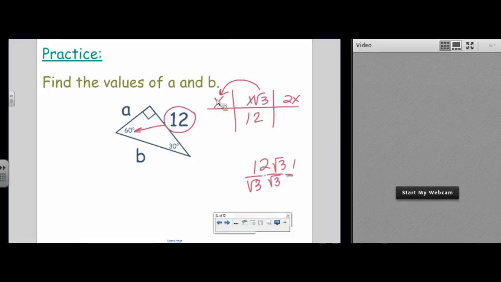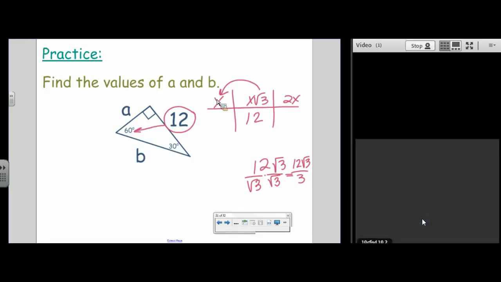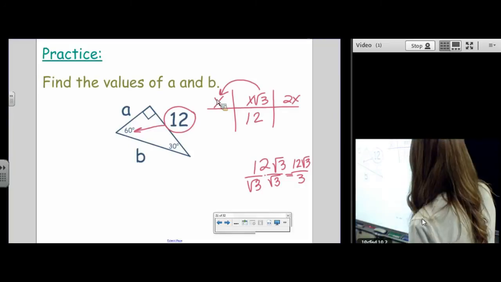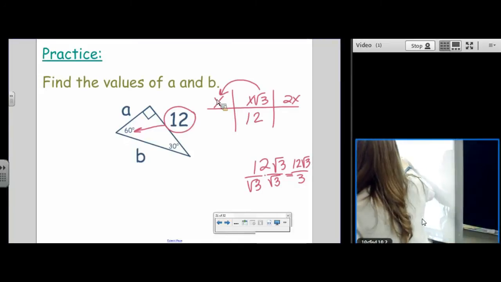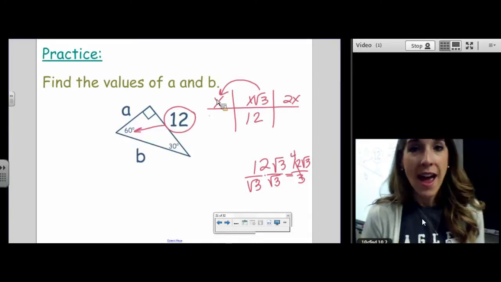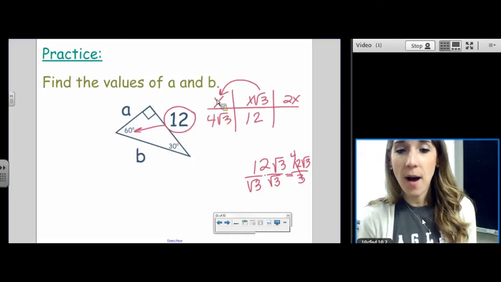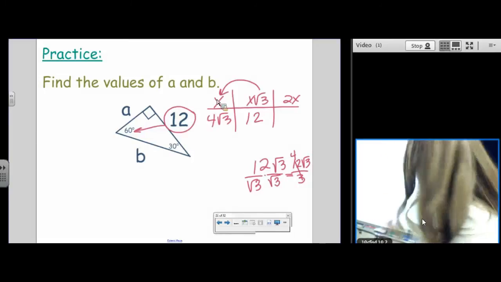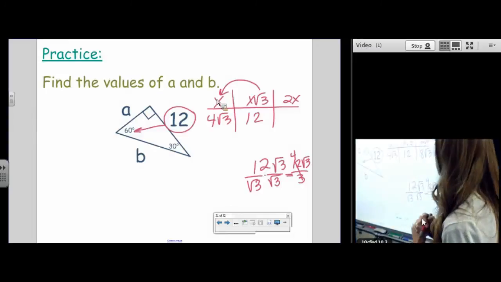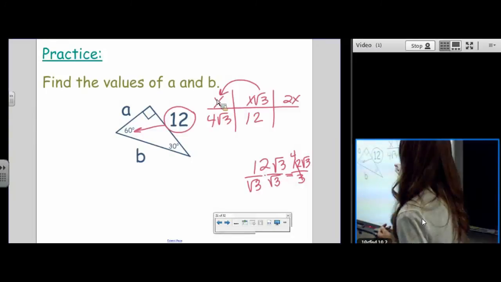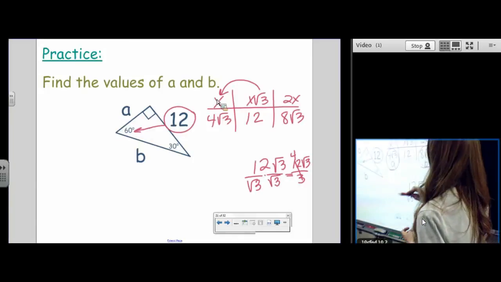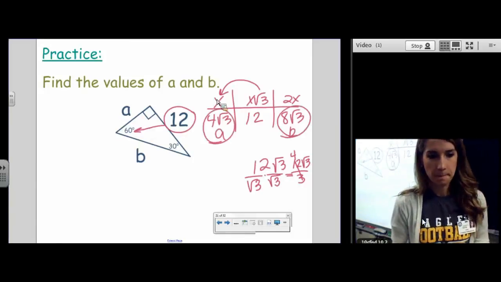Is that fully simplified? Nope. We have to divide 12 divided by 3, which gets us 4. So we have now found x. It is 4 root 3. And then remember, once you find x, to find your hypotenuse, it's super easy. You just double it. 4 root 3 doubled is 8 root 3. So now I know that A is 4 root 3 and B is 8 root 3. Okay?